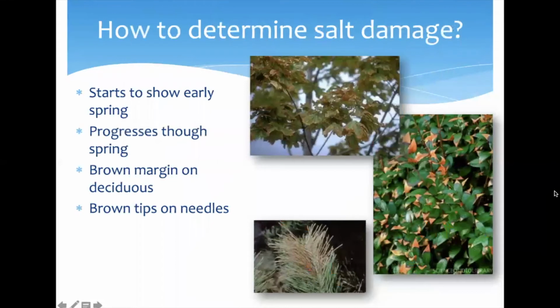So, just some common things to determine salt damage. This starts to show in early spring. You're going to see this, and it progresses through spring, not necessarily getting better. It has brown margins on deciduous trees, so you're going to see brown margins around the perimeter of the foliage. And with needles, it's going to have brown tips on those needles.